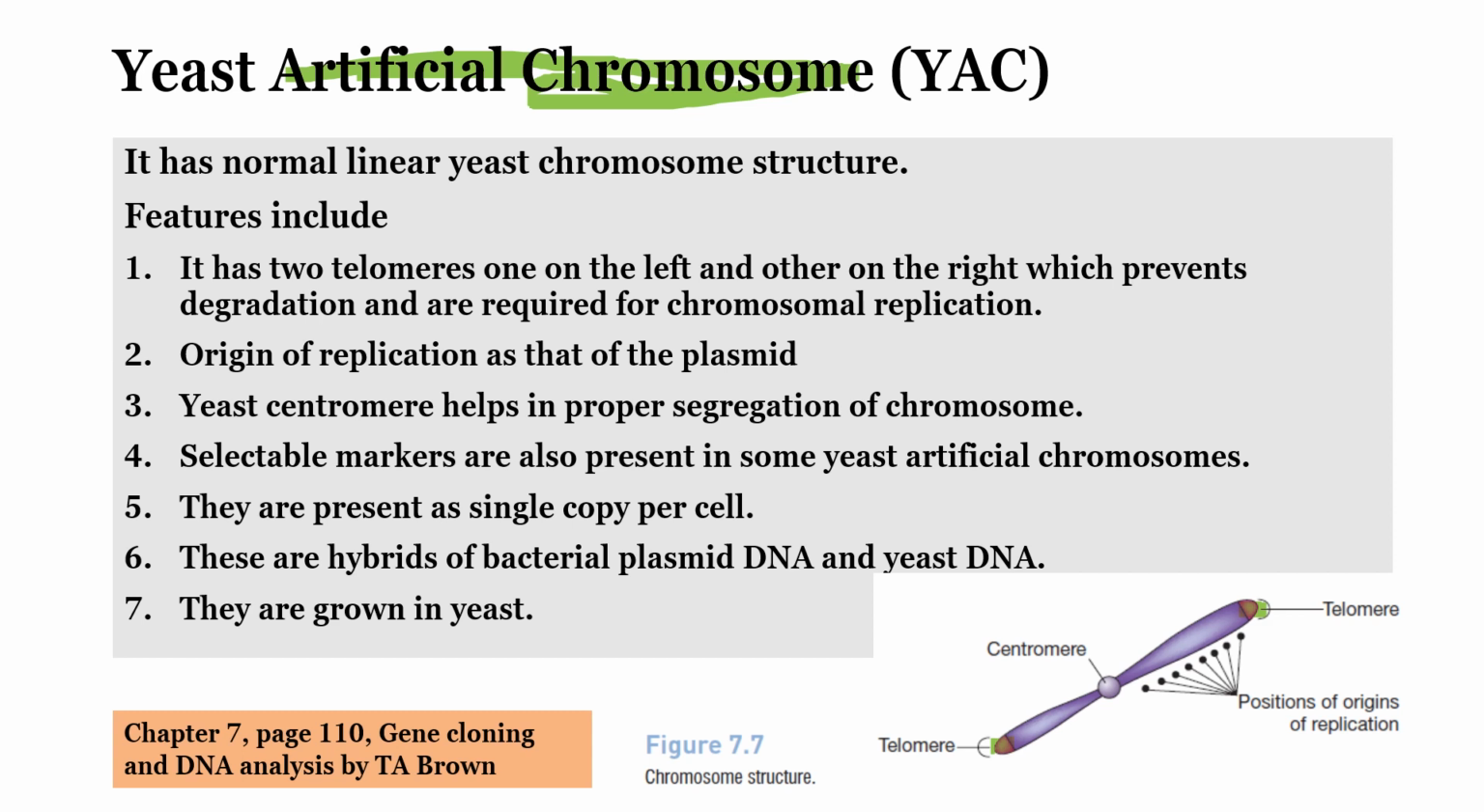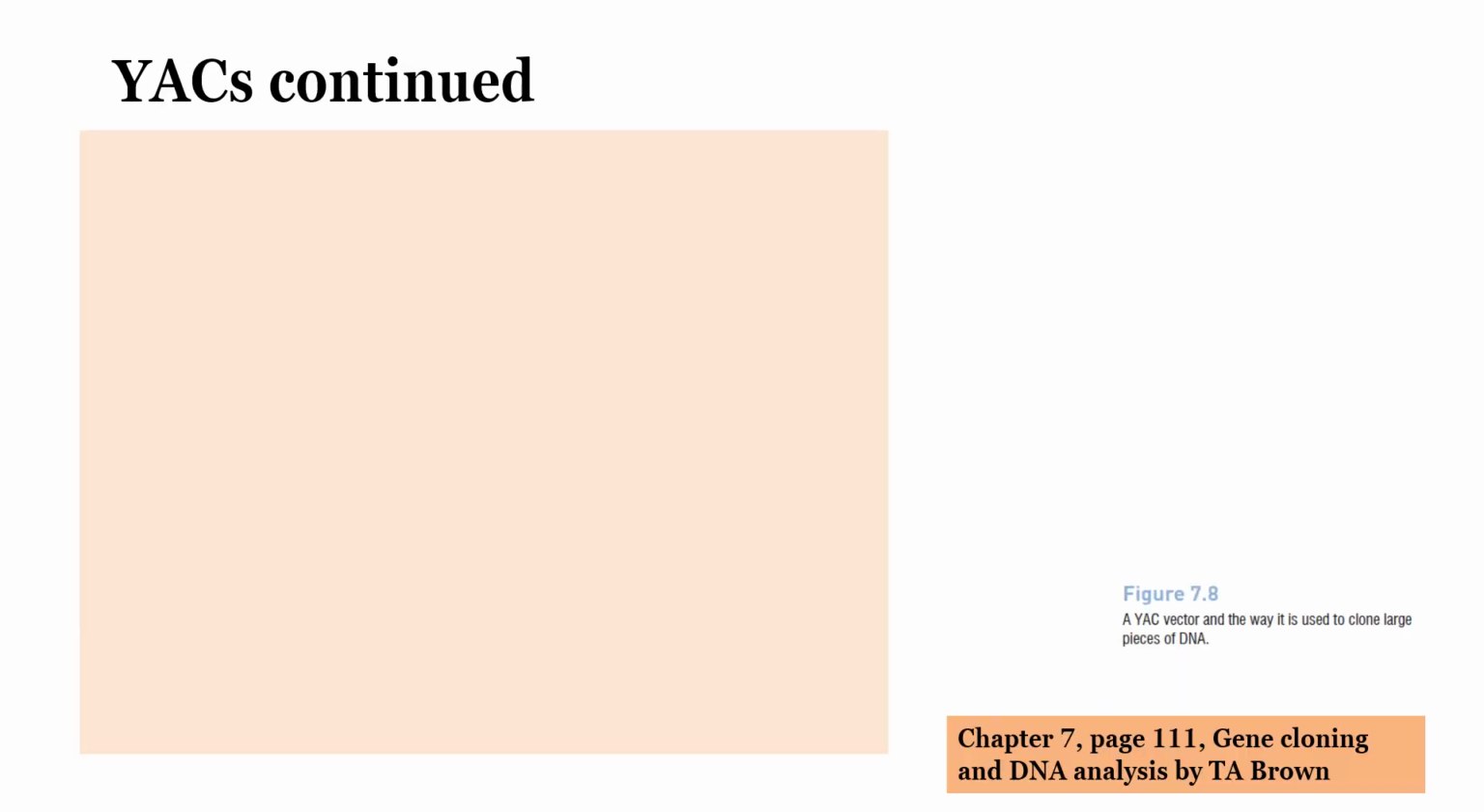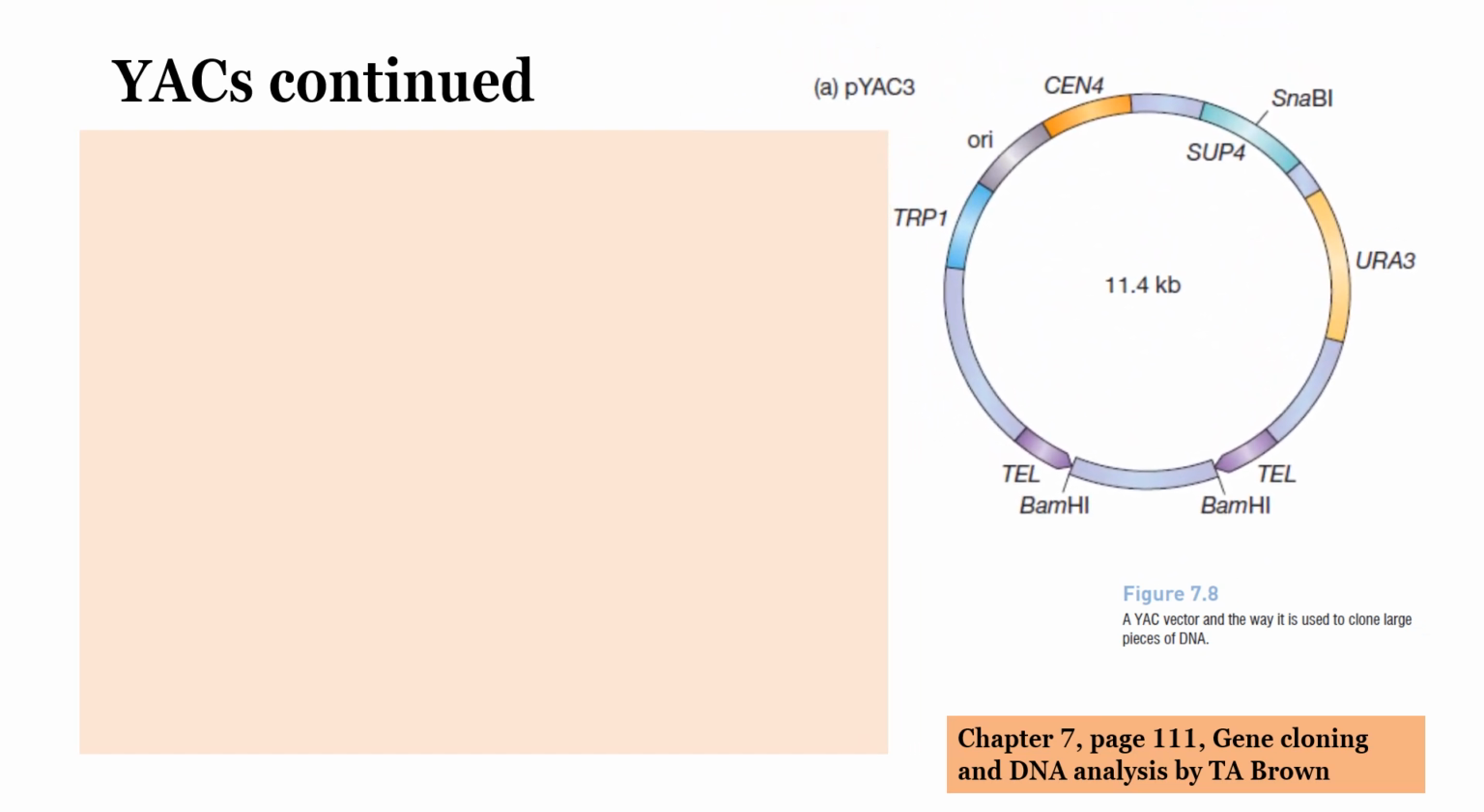They have selectable markers, and they are usually maintained as single copy per cell, and they are actually hybrids of the plasmid DNA and the yeast DNA. And they grow where? They grow in yeast. Now let's just have a look at the yeast artificial chromosome. So this is one of the earliest yeast artificial chromosomes. It has been taken from your book Gene Cloning and DNA Analysis by T.A. Brown, page 111.